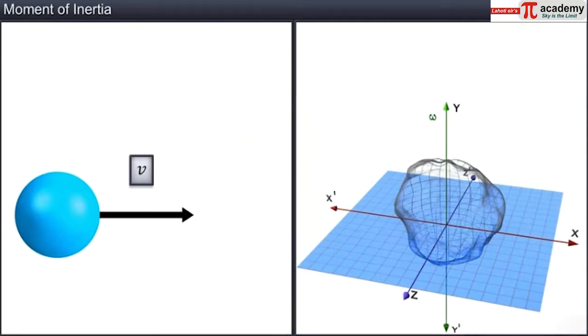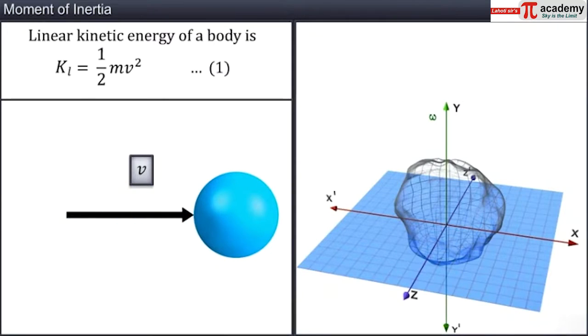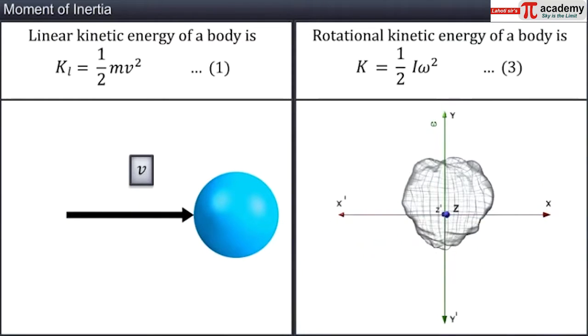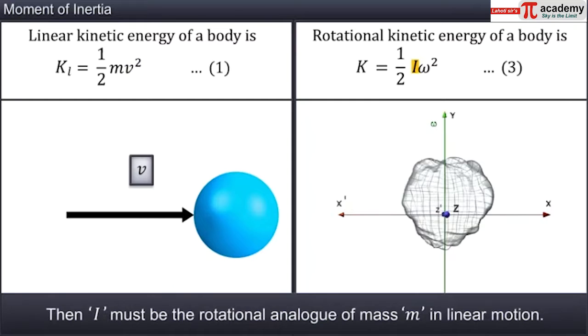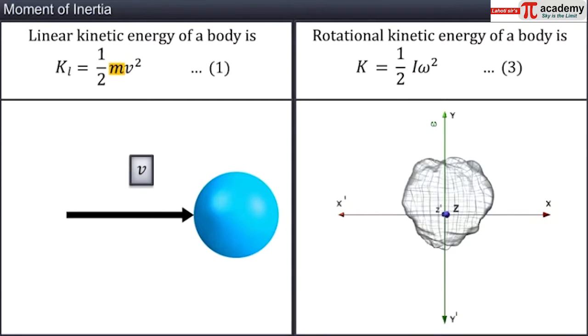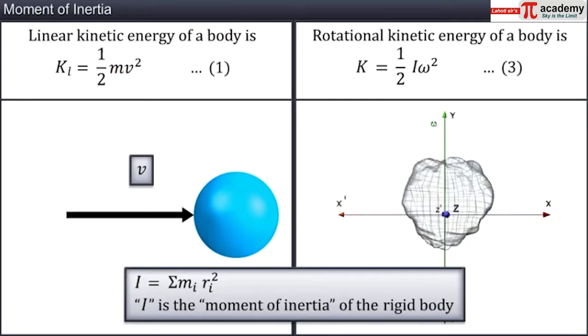Let us compare the two equations 1 and 3, which give the expressions for linear and rotational kinetic energy of a body. The angular speed omega of equation 3 is the rotational analogue of the linear speed v of equation 1. Then I must be the rotational analogue of mass m in linear motion. I is called the moment of inertia of a rigid body.